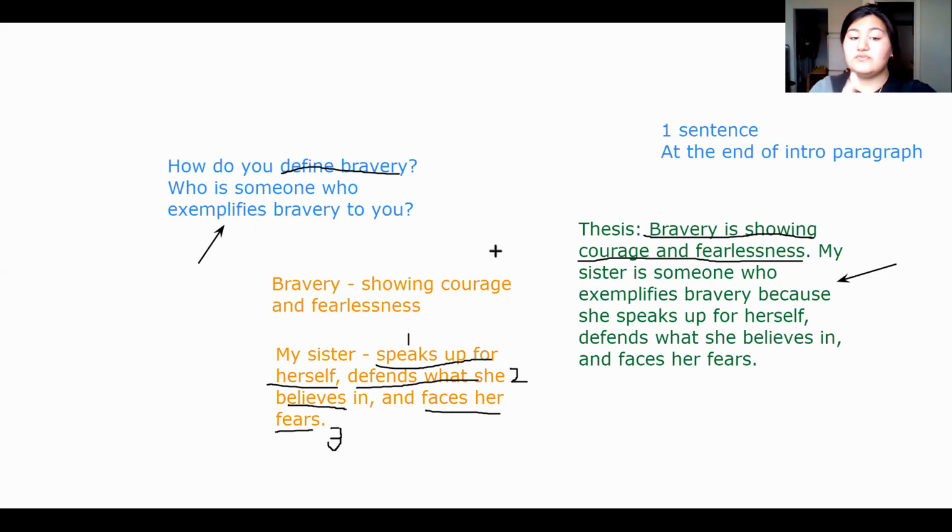In the first paragraph, we talk about how she speaks up for herself. The second, how she defends what she believes in, and the third, faces her fears. I hope this makes sense. We're going to be going over paragraph structure later, but I hope that makes enough sense so that you can start maybe working on a couple of thesis statements yourself.